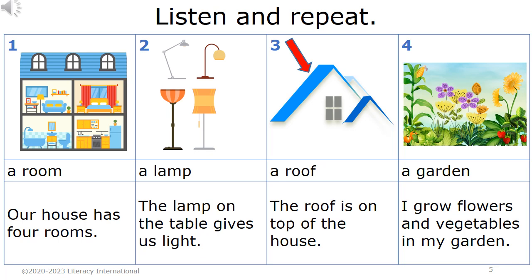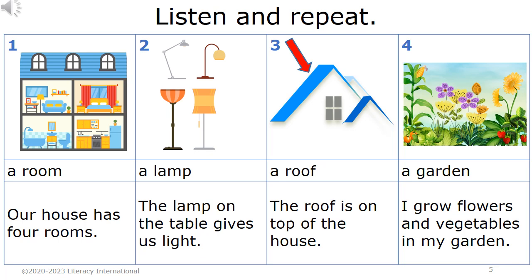1. A room. A room. Our house has 4 rooms. 2. A lamp. A lamp. The lamp on the table gives us light.